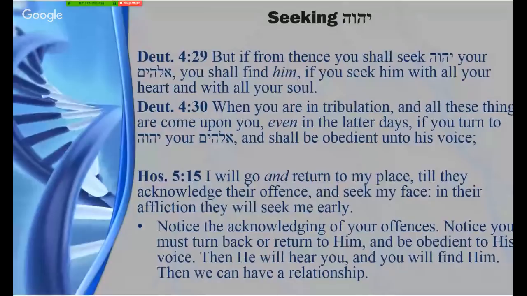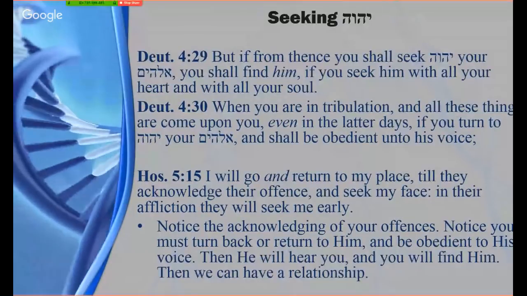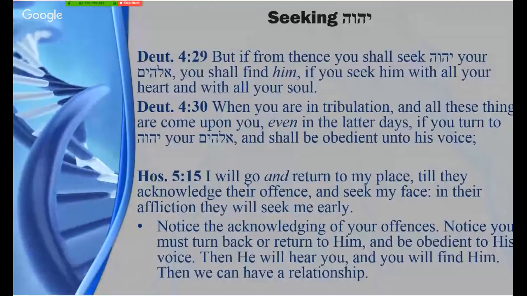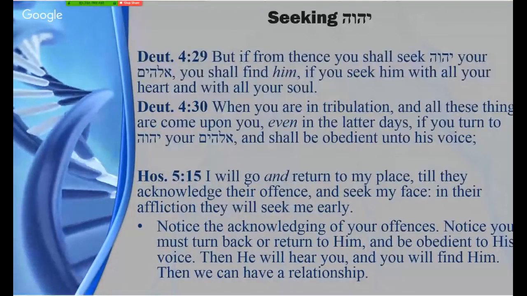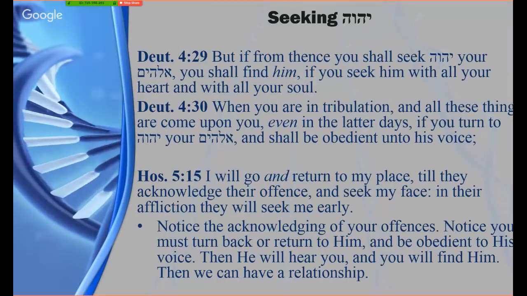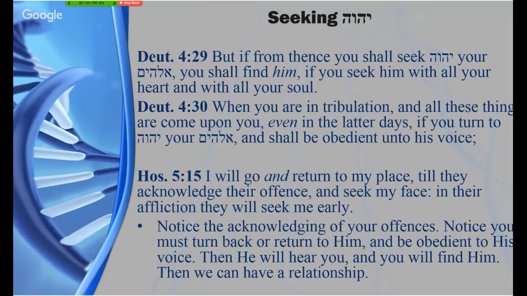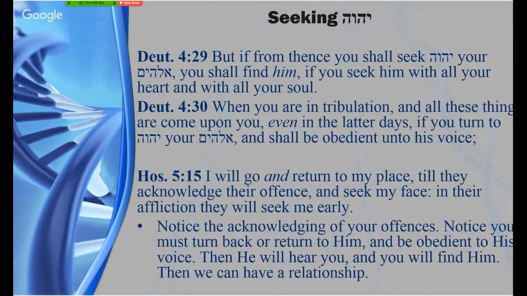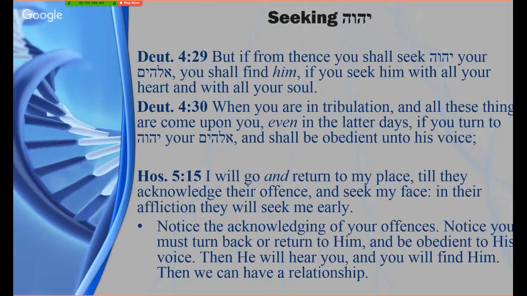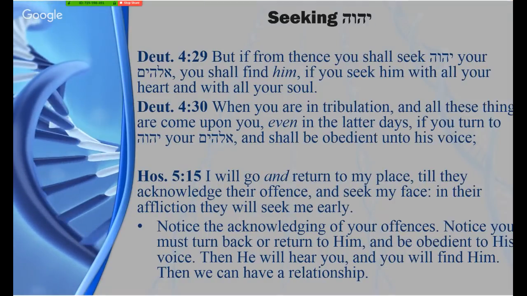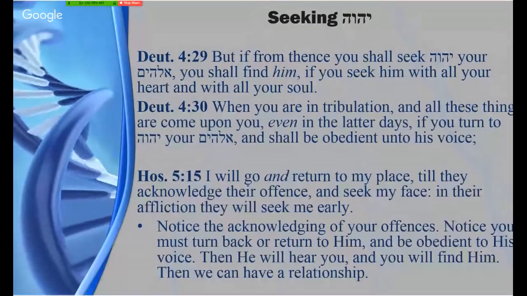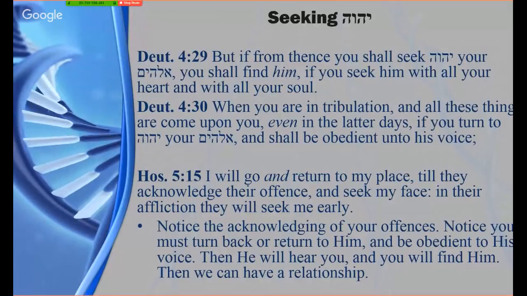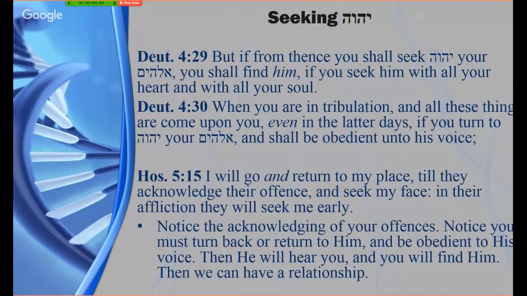Hosea 5:15 says, I will go and return to my place till they acknowledge their offense and seek my face. In their affliction they will seek me early. So notice the acknowledging of your offenses. Notice you must turn back or return to Him and be obedient to His voice. Then He will hear you and you will find Him. Then we can have a relationship. That's what has to happen. It can't be on your terms. You can't say, I don't want to do that, Father, but hear me. No, that's not how that works.